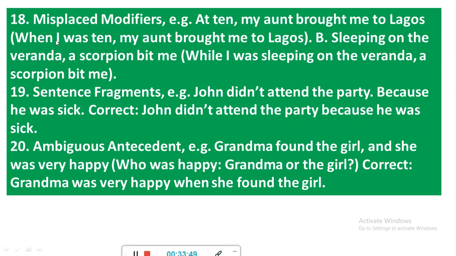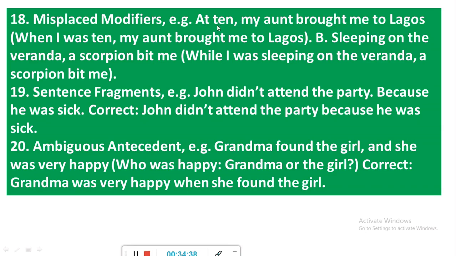Number 18, we have misplaced modifiers. For example, at 10, my aunt brought me to Lagos. At 10, my aunt brought me to Lagos. You see, now there is confusion here. Now, who was 10? Was it my aunt or was it I? All right. So you see, at 10, my aunt brought me to Lagos. Obviously, the intended meaning here is that I am the person who was 10 when my aunt brought me to Lagos.